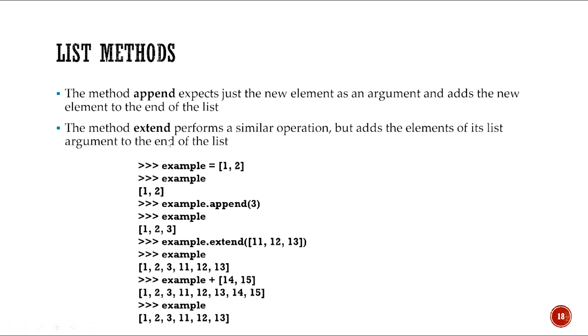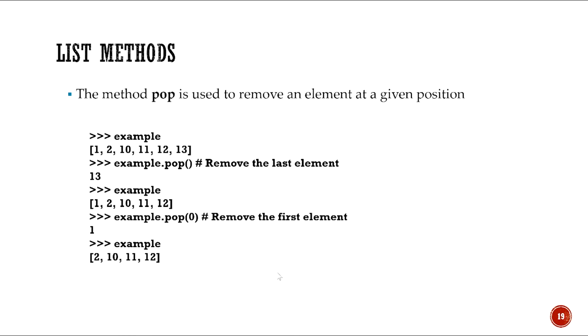The method extend performs a similar operation but adds the elements of its list argument to the end of the list. So technically when we want to combine two lists, we use extend. Example.extend. It means that add this list to the end of the other list. So 1, 2, and then 1, 2, 3, and then you will see 11, 12, 13. You can also apply plus sign, example plus 14 and 15, then 14 and 15 will be added to the end. So these are just a few examples, so you can see how we use append, extend, and insert.